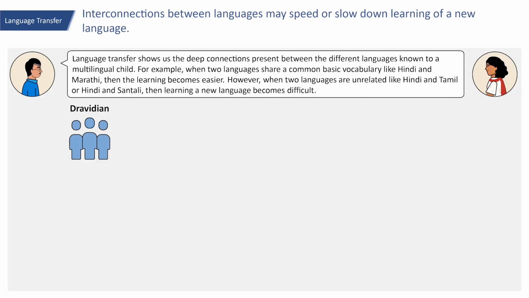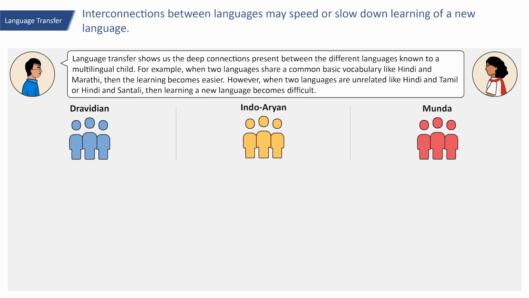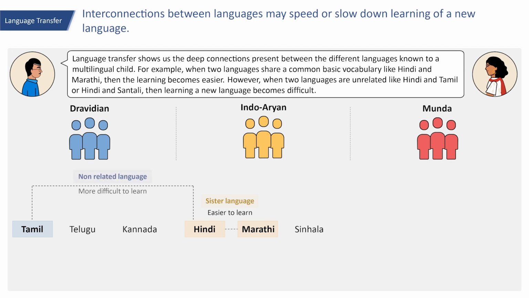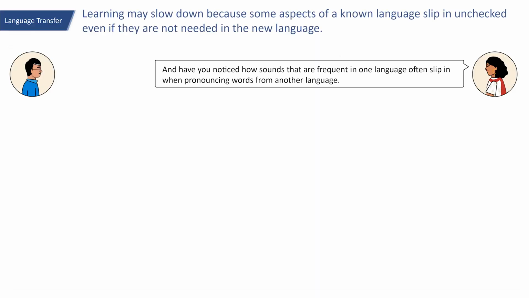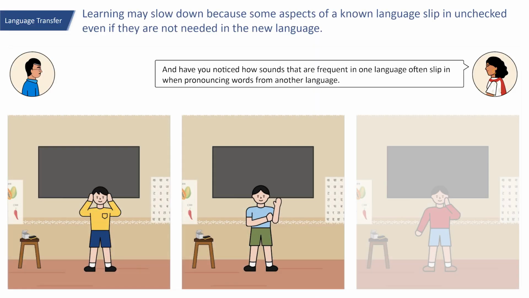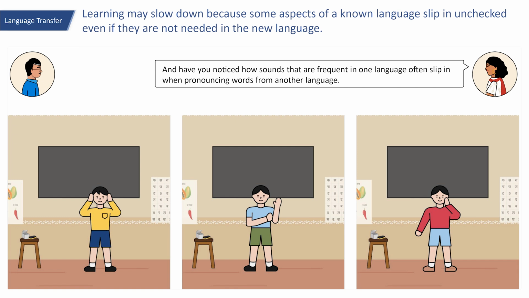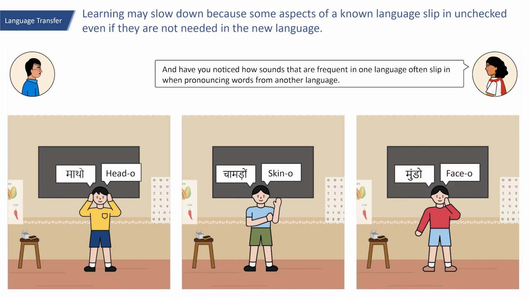Language transfer shows us the deep connections present between the different languages known to a multilingual child. For example, when 2 languages share a common basic vocabulary, like Hindi and Marathi, then the learning becomes easier. However, when 2 languages are unrelated, like Hindi and Tamil, or Hindi and Santali, then learning a new language becomes difficult. And have you noticed how sounds that are frequent in one language often slip in when pronouncing words from another language?